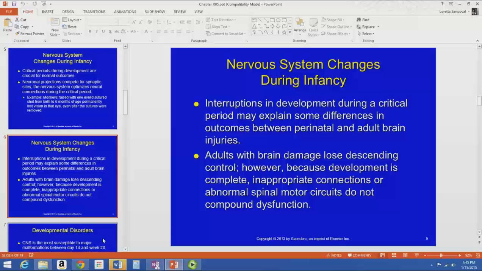So adults with brain damage lose descending motor control and other control, but because their development is complete, it doesn't make their dysfunction worse. Those inappropriate connections or abnormal spinal motor circuits don't compound the dysfunction. But if it happens around birth, before the nervous system is fully developed, inappropriate connections and abnormal spinal motor circuits can be formed, and that can compound the dysfunction. So having brain damage isn't good at any age, but it's worse before your nervous system is developed, if that makes sense.